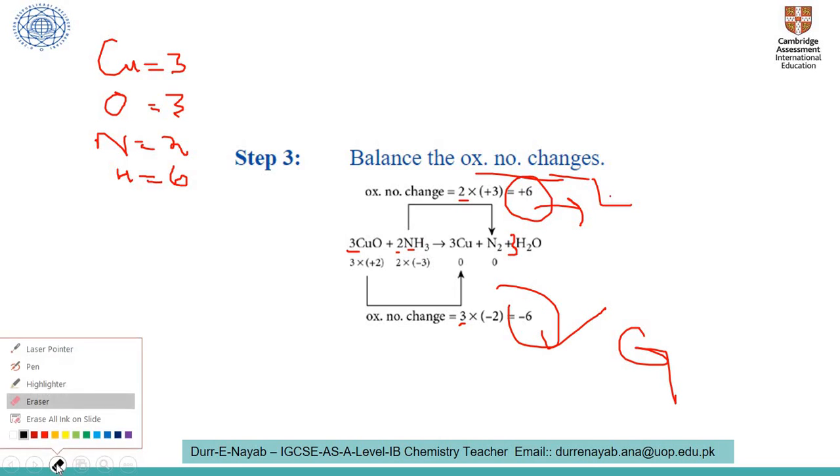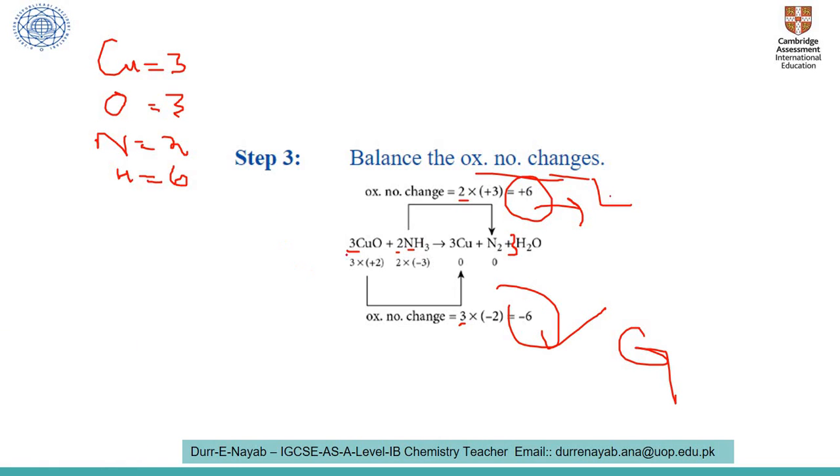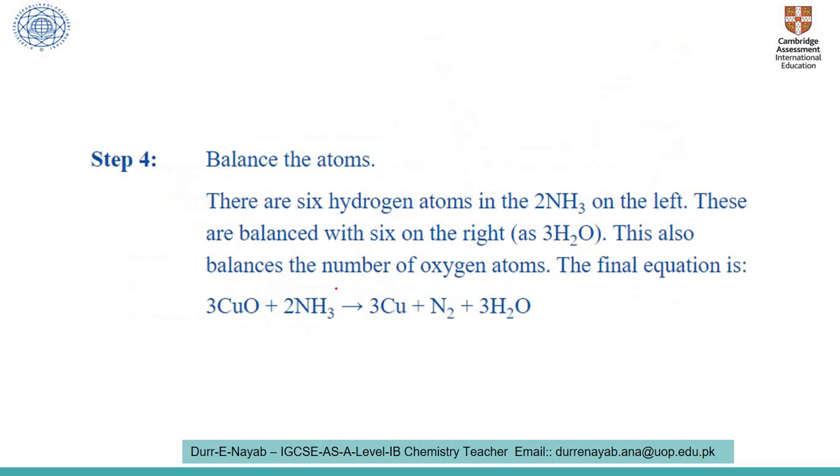Okay, so this gives us an idea. Copper is 3, oxygen is 3 on both sides. Now hydrogen, 3 2s are 6, 3 2s are 6. Now everything: copper 3, copper 3, oxygen 3, here also 3, nitrogen 2, nitrogen 2, 3 2s are 6 hydrogen, and 3 2s are 6 for the hydrogen. Now every atom is balanced.